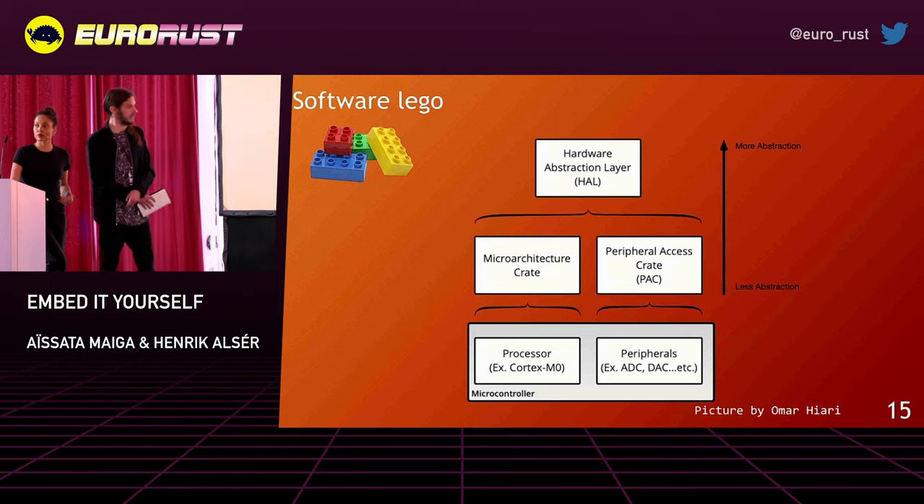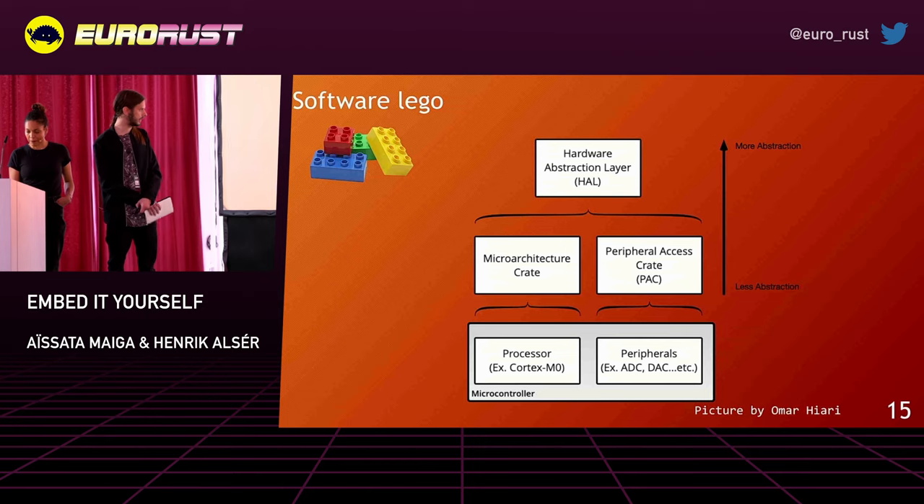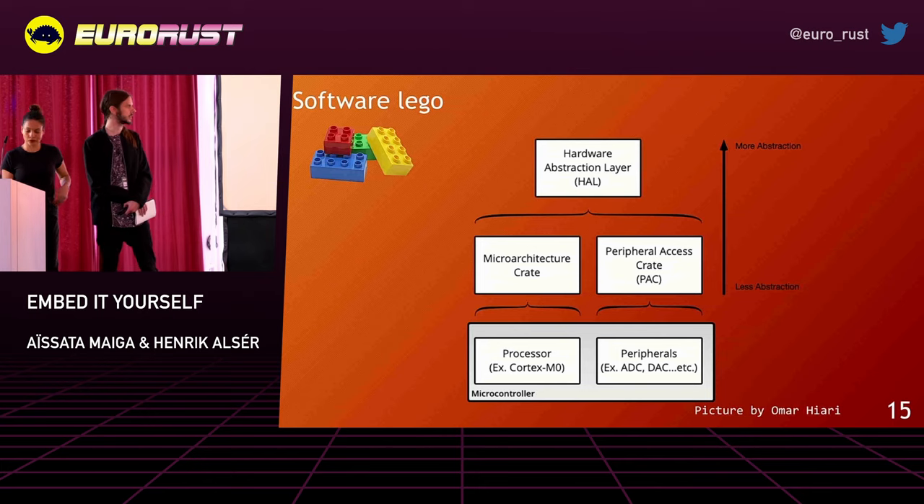When we work with a microcontroller, we work with these memory mapped peripherals. That means to interact with the hardware, we read and write to specific addresses in memory called registers. And to help us do this, we have the first layer of abstraction here called the peripheral access crate. This is Rust code that is often generated from manufacturers' documentation, like SVD files that come in XML format that we can translate to Rust code.